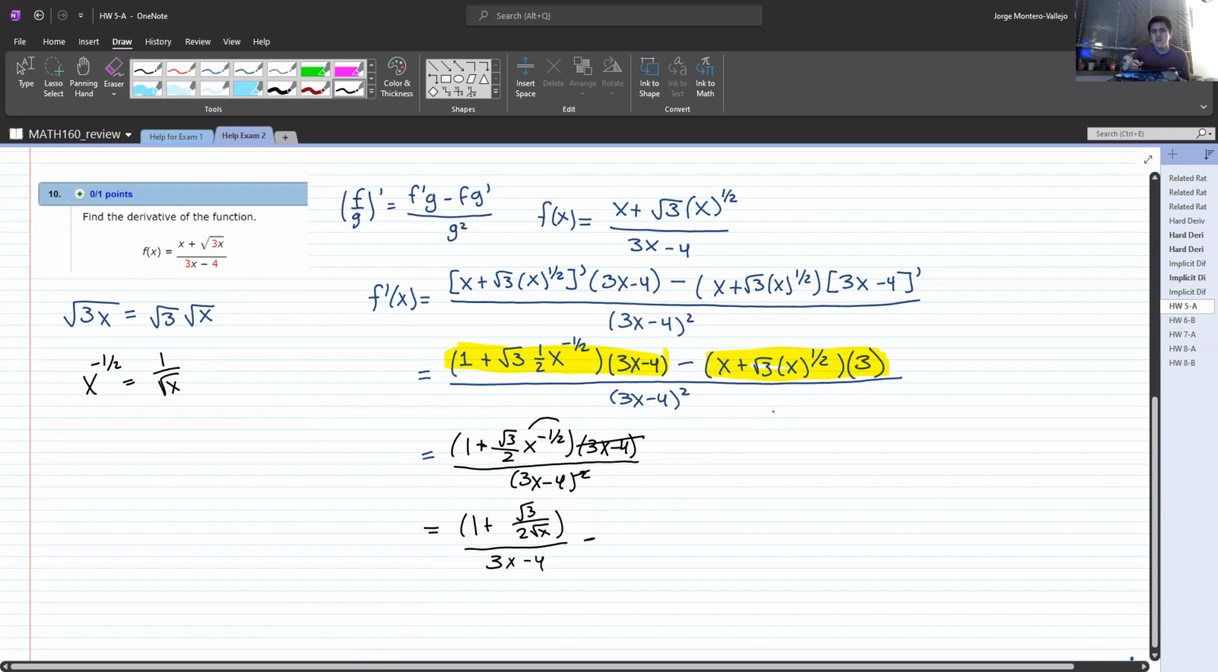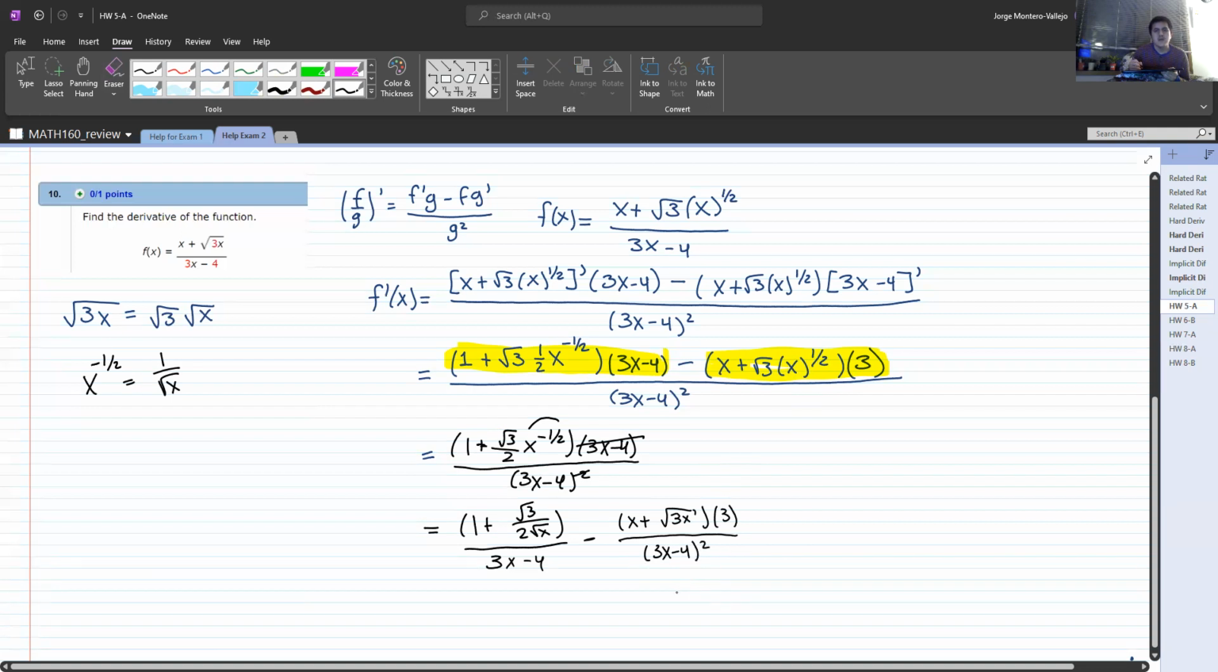Now the other one didn't have any other 3x minus 4, so there's not going to be the canceling that we just did. So we will just write the expression as it is. X plus square root of 3. I mean, we can put back the square root of x into square root of 3, so 3x, like this. And then times 3, and then divided by 3x minus 4 squared.